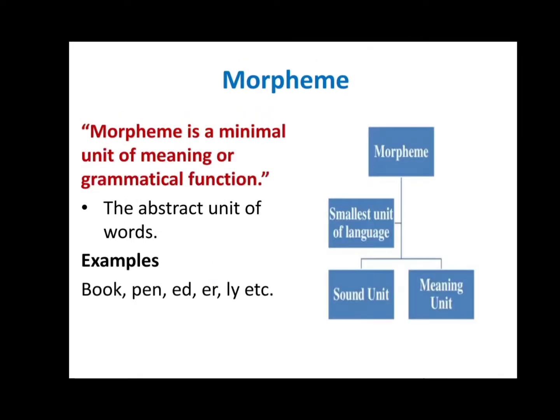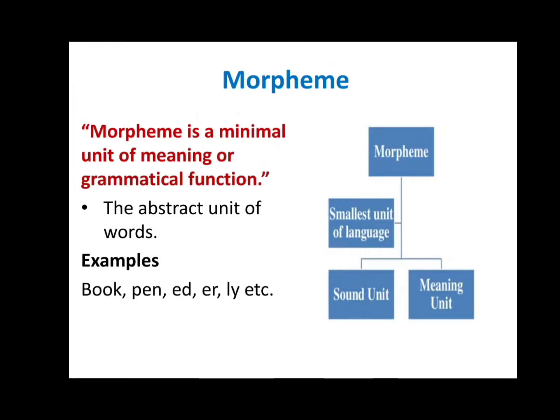Now we talk about morpheme. What is morpheme? Morpheme is a minimal unit of meaning or grammatical function. Morpheme is the smallest unit of a language that has a sound unit and meaning unit. The smallest contrastive unit of grammar is called morpheme. Morpheme is a word or a part of a word, like reappear. Appear is a separate word and re is a part of a word.